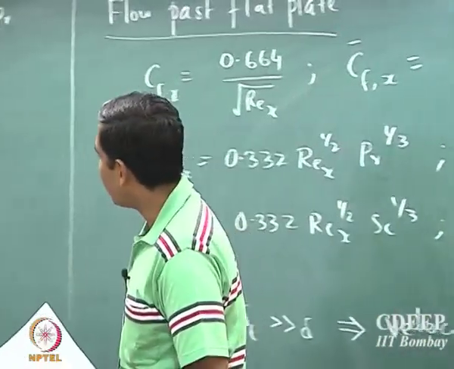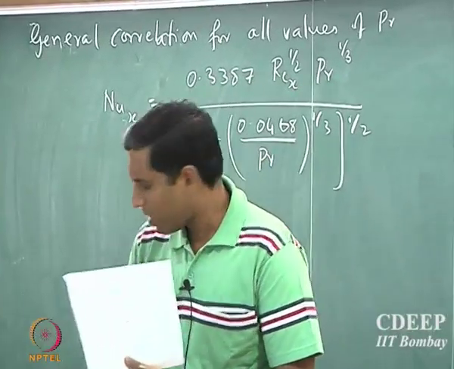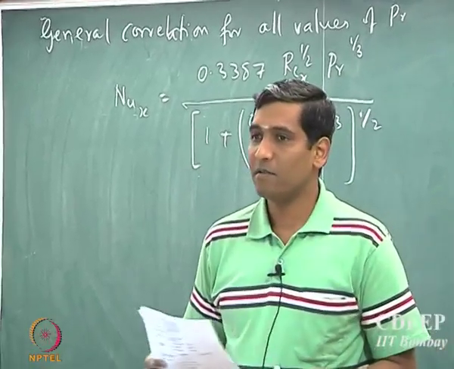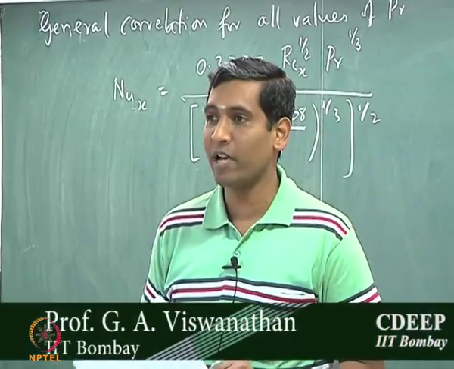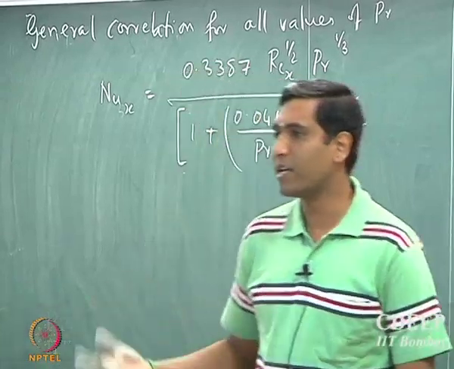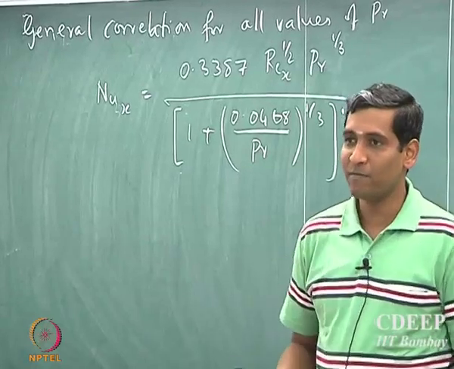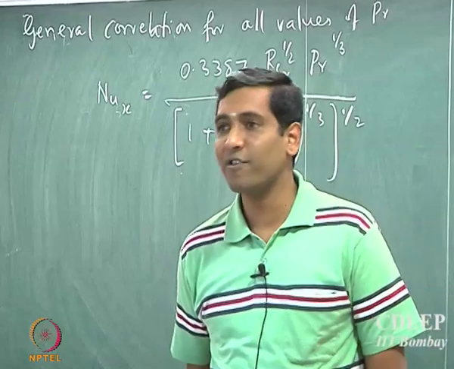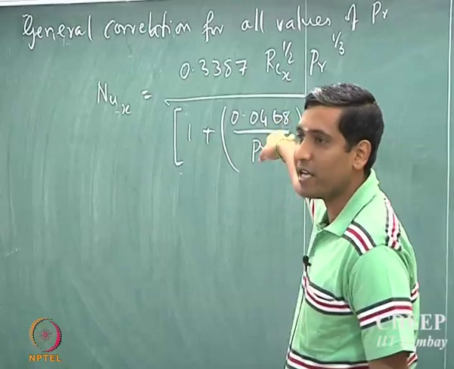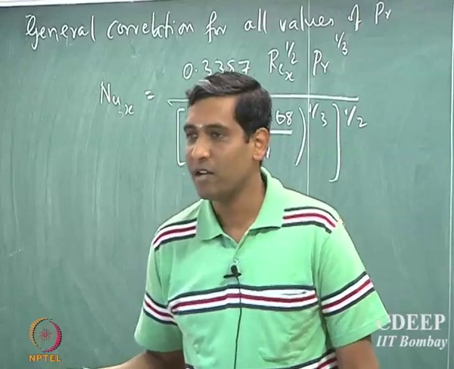So if you want to use correlations for any range of Prandtl number, now this becomes important particularly when you have fluids which are moving, or when you have multi-phase systems where different fluids are moving, then you have a different kind of problem, and so you need to have an effective Prandtl number which is based on the effective properties of these two fluids, and so in those cases you will have different ranges of Prandtl number, and so it's important to have a general correlation which works.